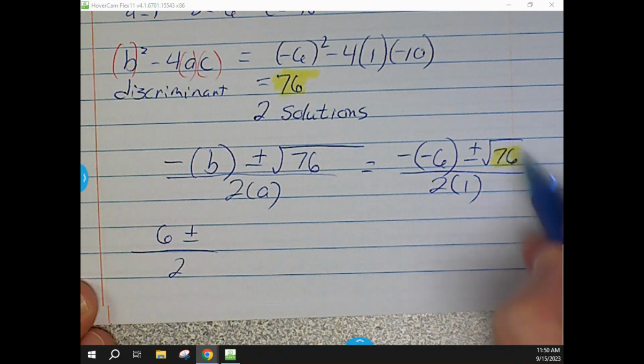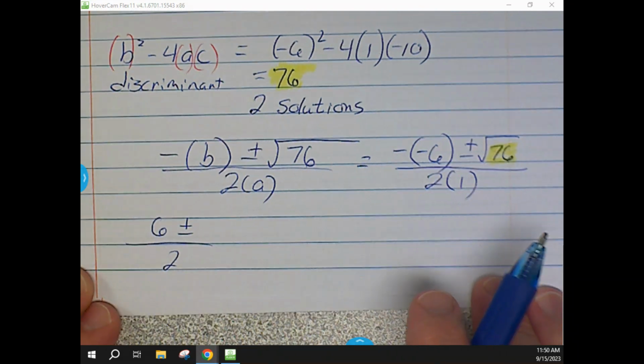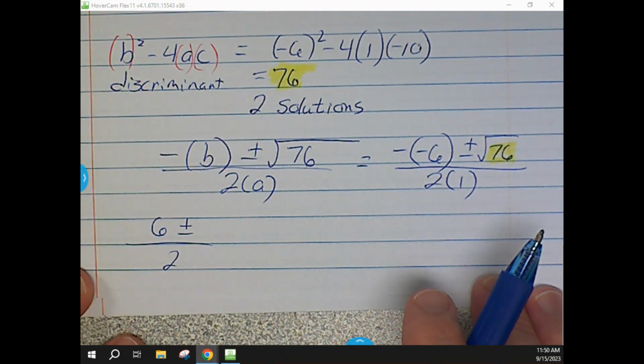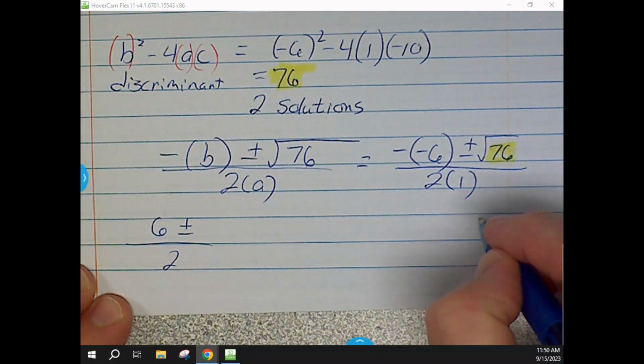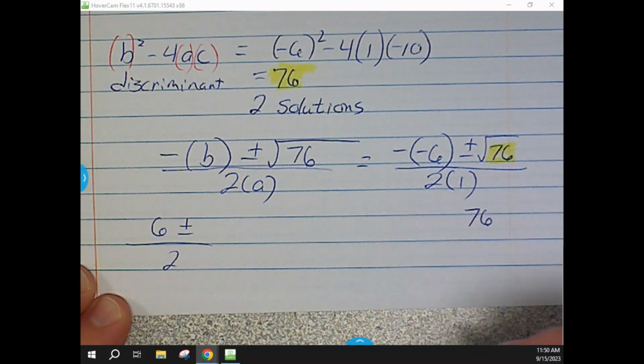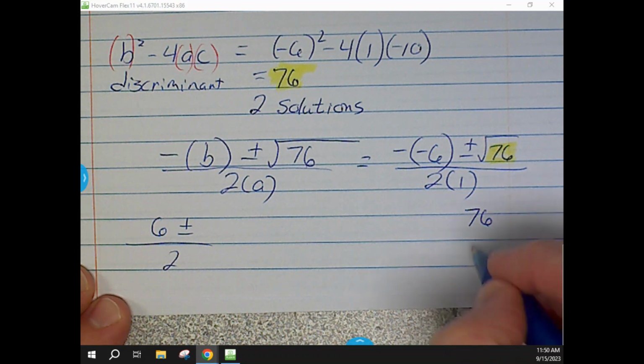And then we're going to take this 76 we've got and break it down kind of like we did the other day. Do you want to do the stack method or the factor tree? Which one do y'all like best? Tree? Okay, so if y'all want to go tree, we'll go tree.